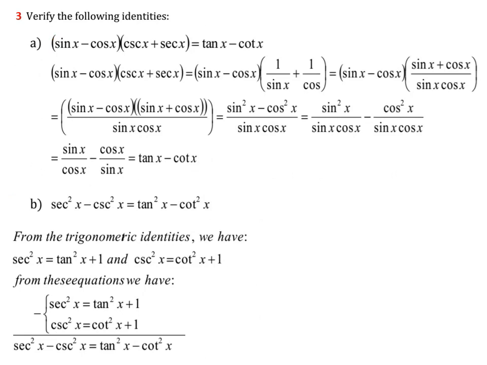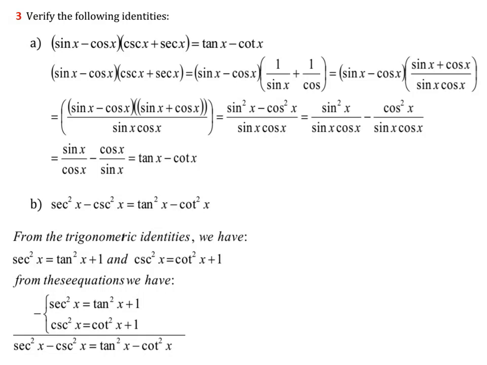Number 3, verify the following identity. A. (sin x minus cos x) times (cosec x plus sec x) is equal to tan x minus cot x. To verify this means starting from the left hand side, then we obtain the right hand side. Or to verify this, we can start from the right hand side, then we obtain the left hand side.